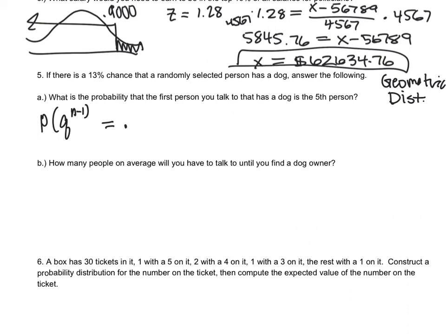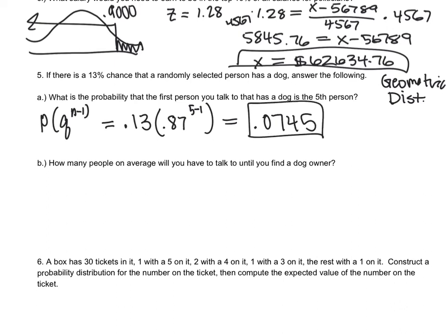So probability of success is going to be 0.13 times the probability of failure. When we do 1 minus 0.13, we get 0.87, and because we're talking about the fifth person, it's going to be 5 minus 1 in our exponent. Evaluating this in a calculator, we're going to get 0.0745. So about a 7% chance that the first person we talk to that has a dog is the fifth person we speak to.